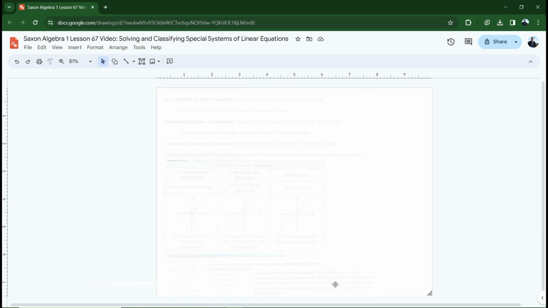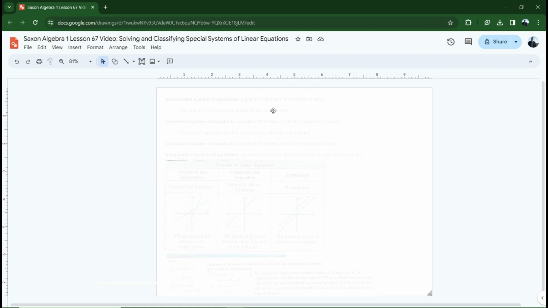Hey, Algebra students. In this video, we are going to be learning about special systems of linear equations. These are systems of equations that have either no solutions, an infinite number of solutions, or just one solution. What we're going to do is see what the graphs of these systems look like. This is something we worked with before, but we're going to make sure we understand what the graphs look like and why some systems of equations have infinitely many solutions, no solutions, or just one solution.